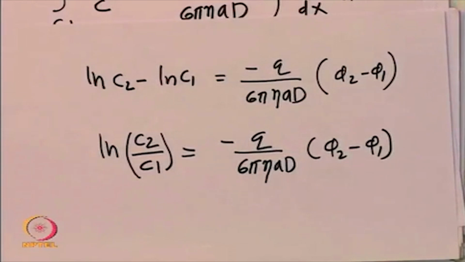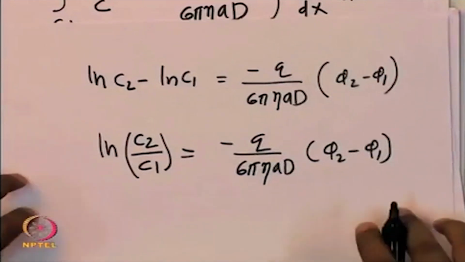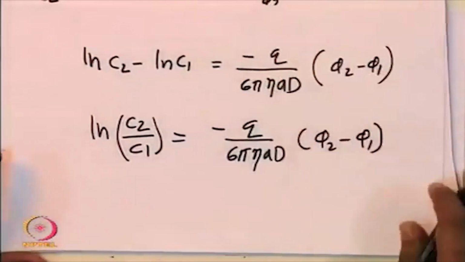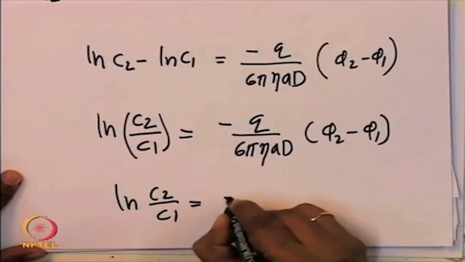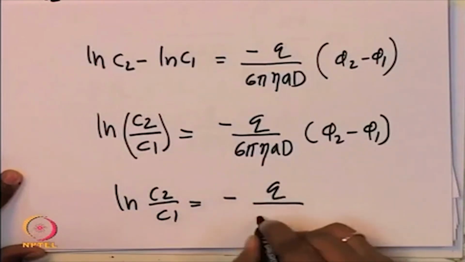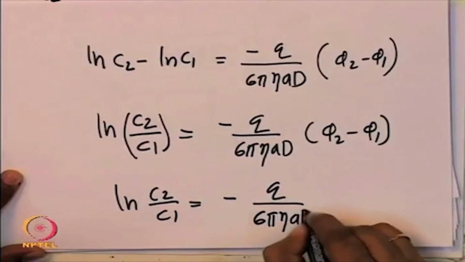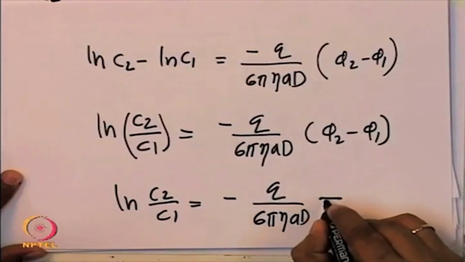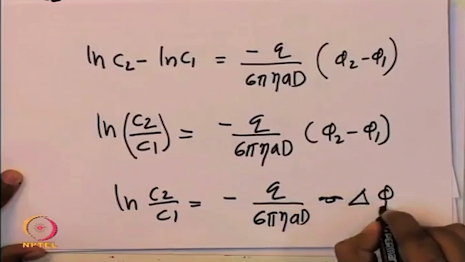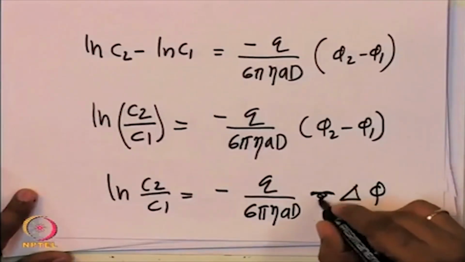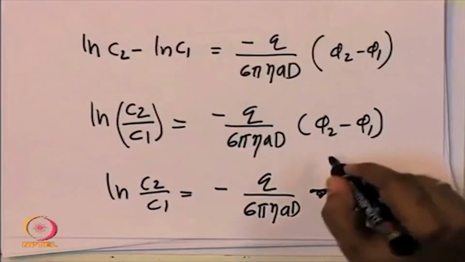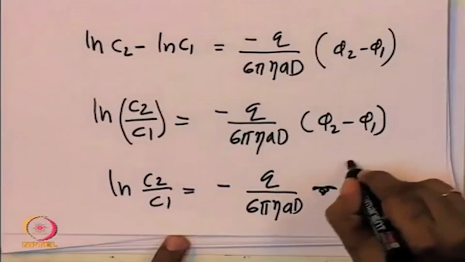As some of you are familiar with this equation, you can already see the Nernst equation appearing. So, what is this? Log c 2 by c 1 is equal to minus q by 6 pi eta a d into delta phi. Delta phi is nothing but phi 2 minus phi 1. If you want, I can write it as delta phi, but let me write it as phi 2 minus phi 1 itself.